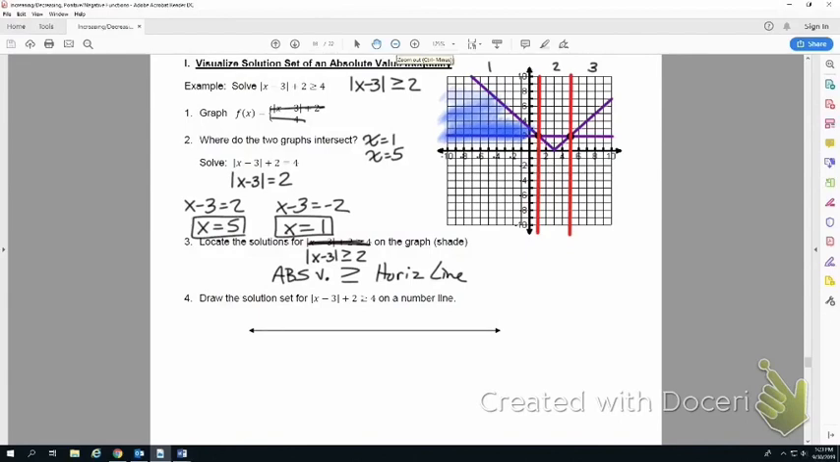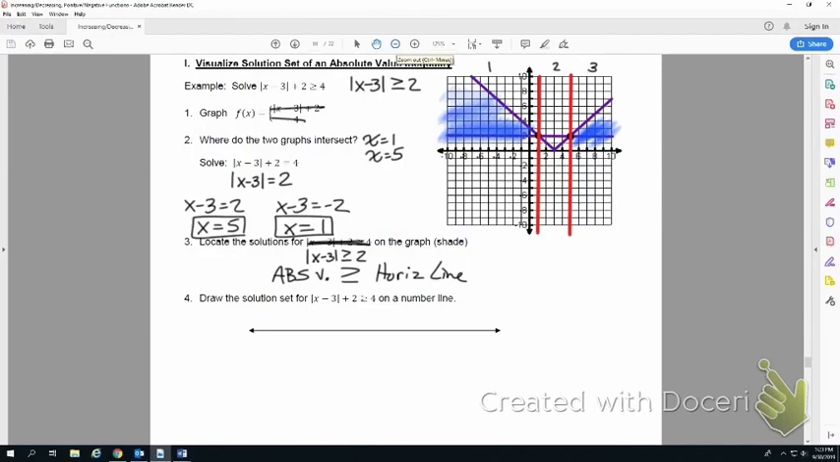In this middle section, is the absolute value above or below the horizontal line? So this part, is this part above or below the horizontal line? Below. So I wouldn't shade these x values. In this section, is the absolute value above or below the horizontal line? Above. So I would shade those.